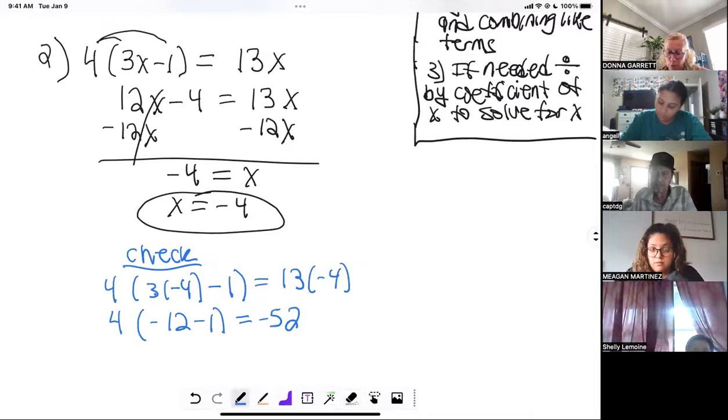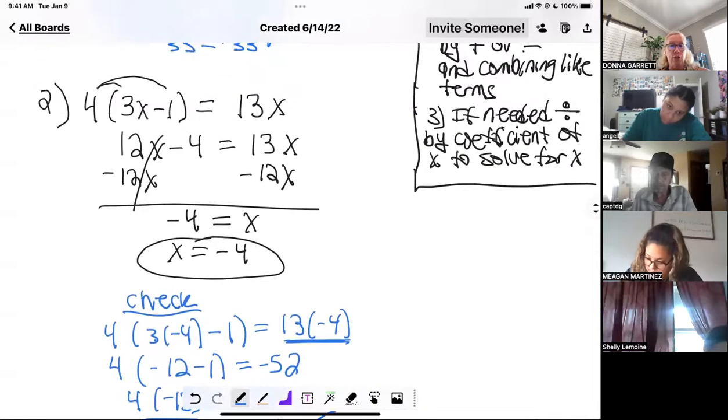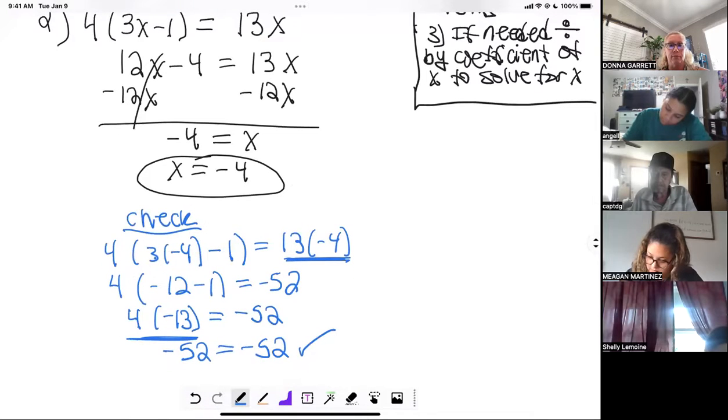Okay, then we're going to simplify parentheses. 4 times -13 equals -52. And if you notice, I had 13 times -4 and I have 4 times -13, and they're going to be the same answer. So I know my answer of -4 is correct.